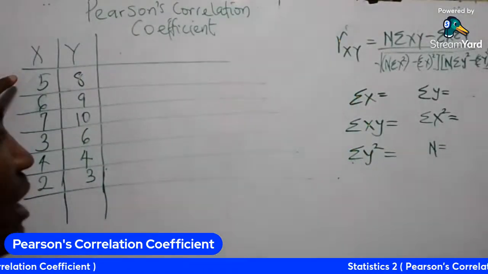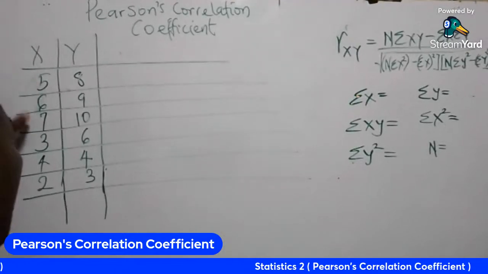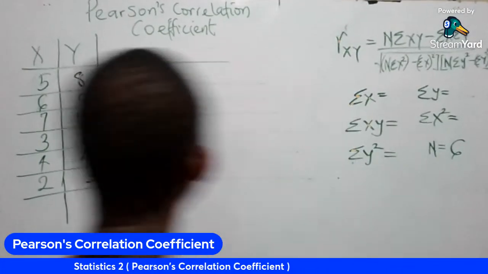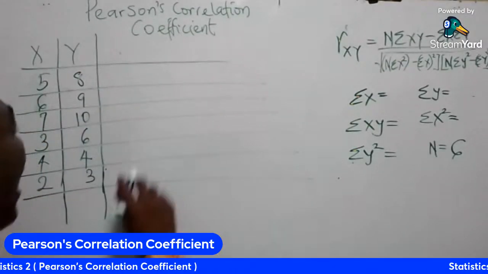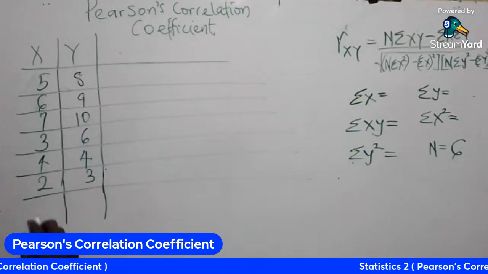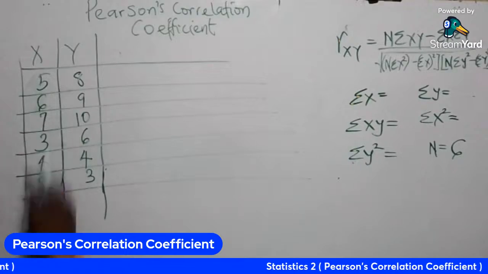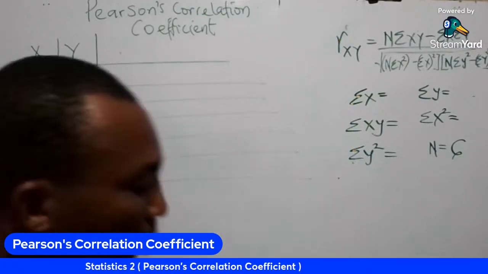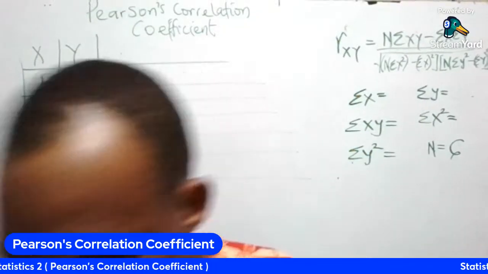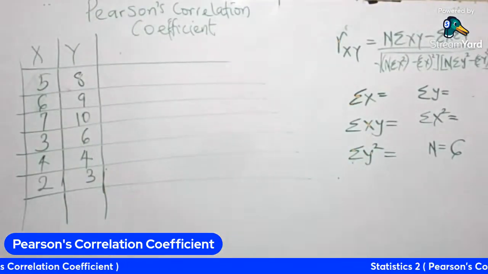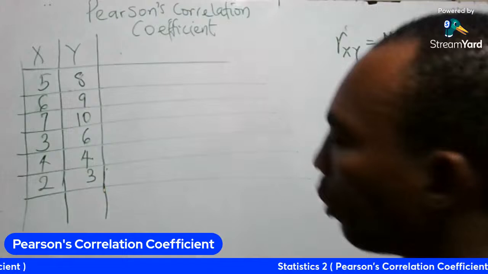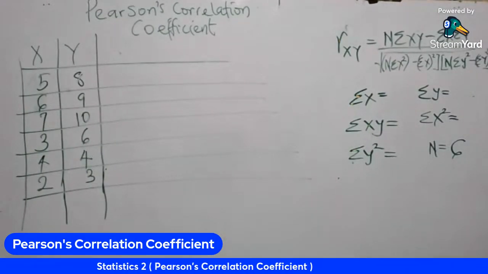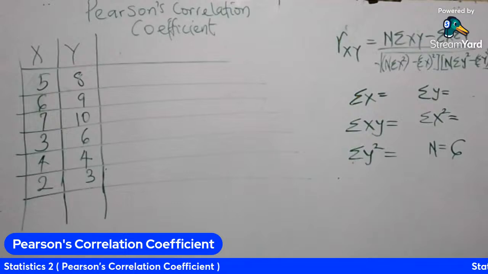The n is talking about the number of pairs: 1, 2, 3, 4, 5, 6. So our n is equal to 6. The next thing now is you need to get your summation x, which is the addition of everything here. So let's quickly do that one now. Let's do summation x, that is the addition of the whole x.